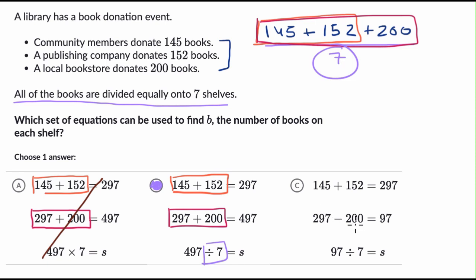But let's just see what's wrong with choice C. Choice C, they did the same first step. 145 plus 152 is equal to 297. But then for some reason, they subtracted 200. Now that would have made sense if the library was donating 200 books, giving it to someone else. But this is a bookstore donating it to the library. So we don't want to subtract it out. So that's where choice C does not work.